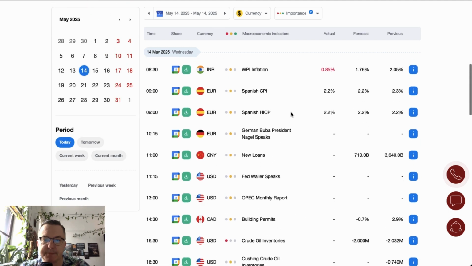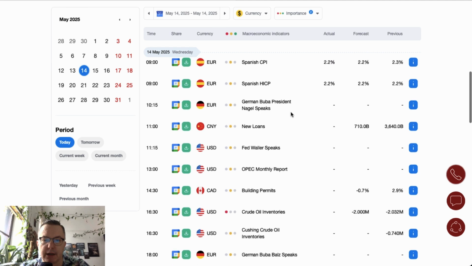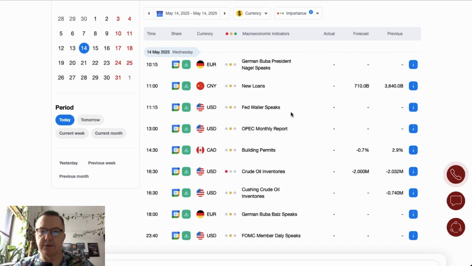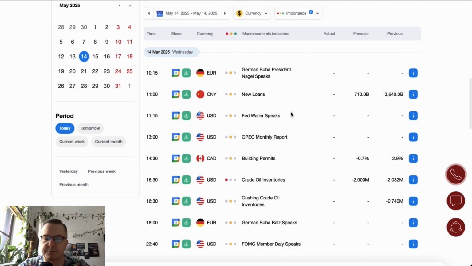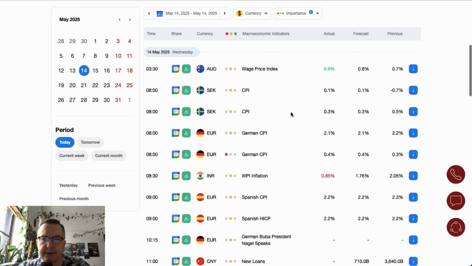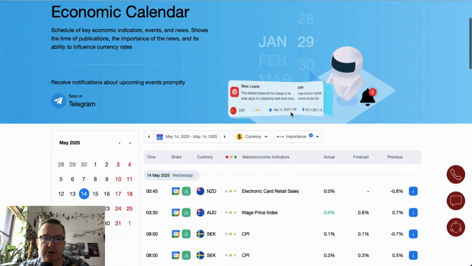So pretty nice data set from the Eurozone. We are waiting for the data during the US session. However, it doesn't actually look that much volatile as it is usually during the data releases. Nevertheless, without any further ado, let's take a look at the charts.